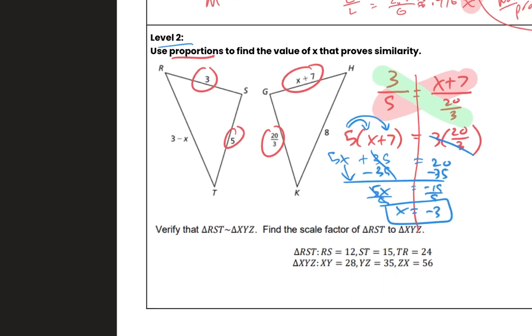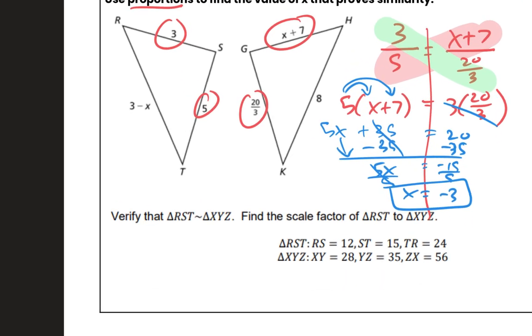All right, let's look at a scale level 3. Okay, so level 3, we need to verify that triangle RST is similar, right? Similar to XYZ. So find the scale factor. All right, well, what's the scale factor? We need to have the correct side over the correct side. So let's set that up.